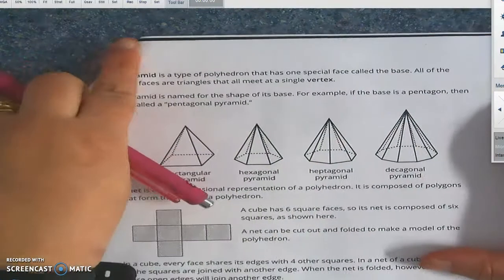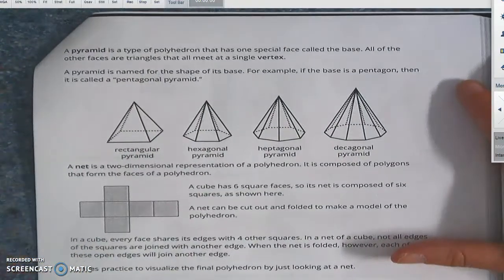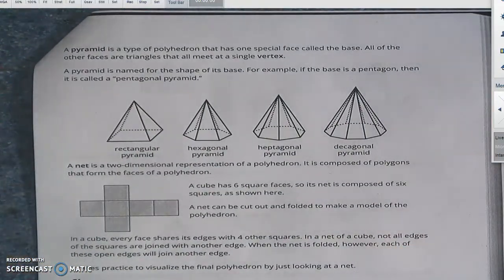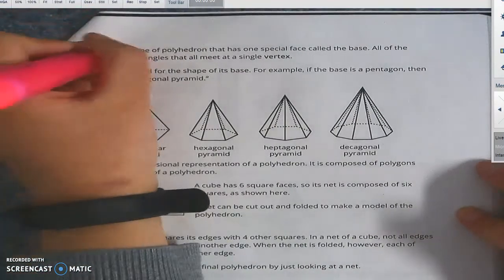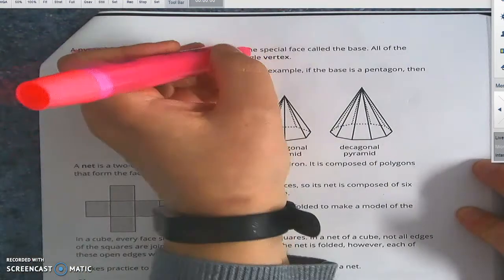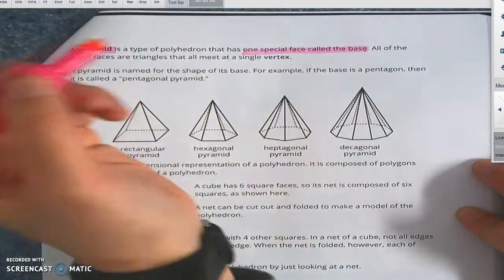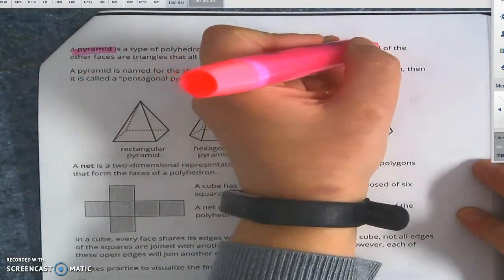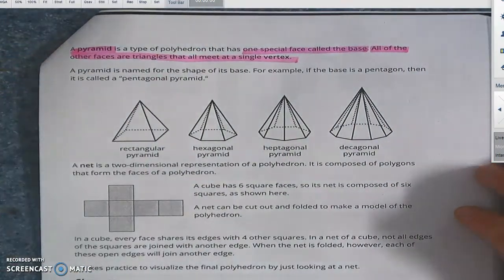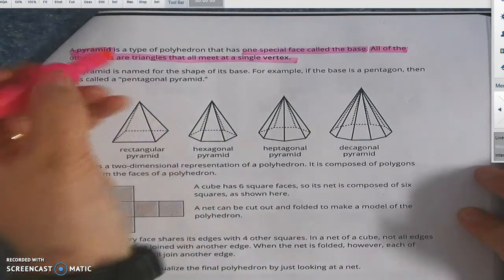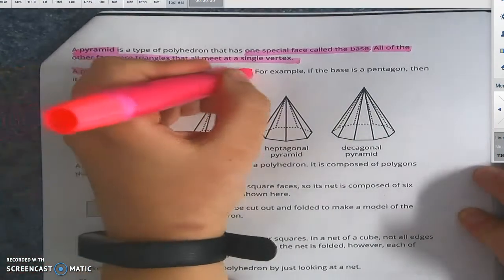So then we have pyramids. A pyramid is a type of polyhedron that has one special face called the base. All of the other faces are triangles that meet at a single vertex. A pyramid has one special face called the base, and then all the rest of the faces are triangles, and they come together at a single point or vertex, and they are also named for the shape of their bases.